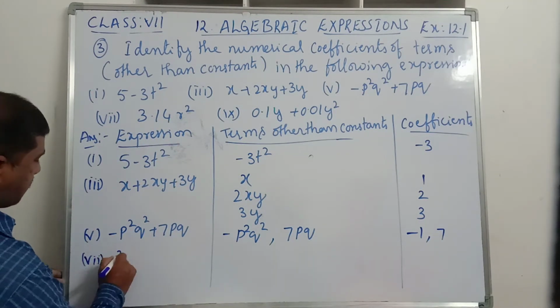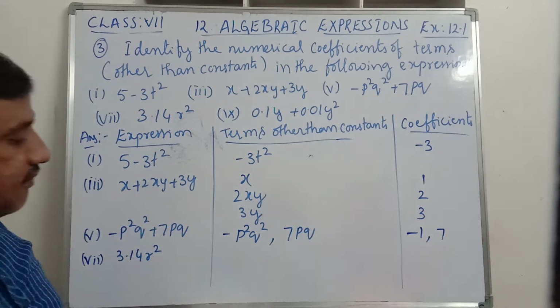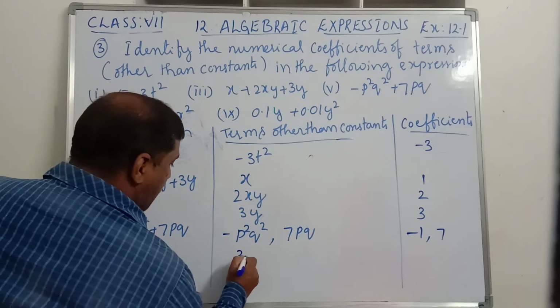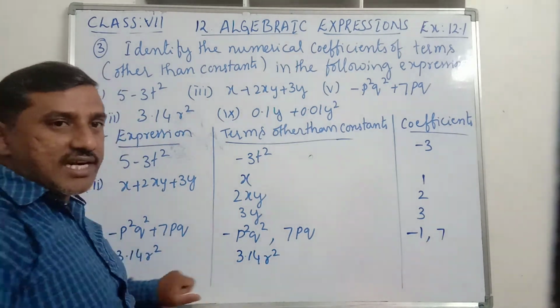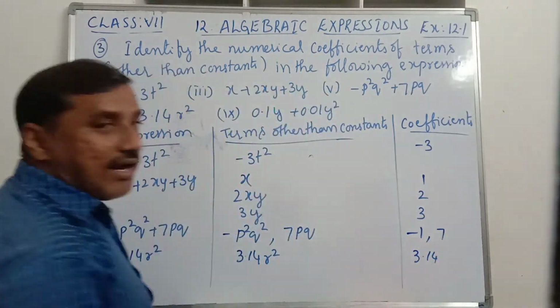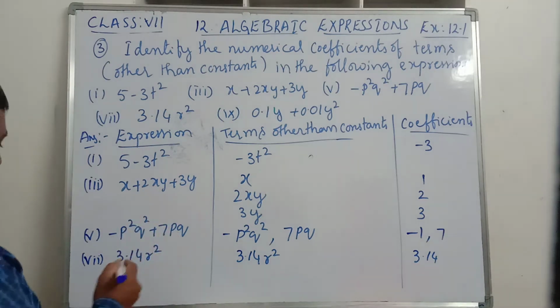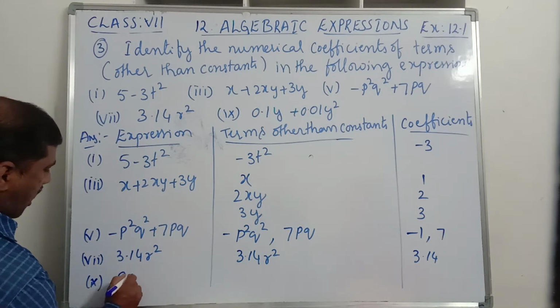Next, we have the seventh question. It is 3.14 r square. Only one term is there, that is 3.14 r square. Therefore, what is the numerical coefficient? It is 3.14.